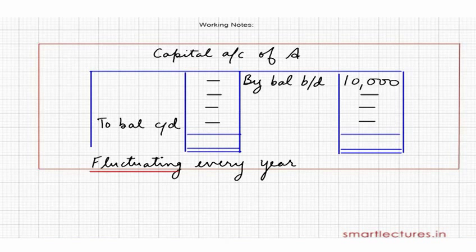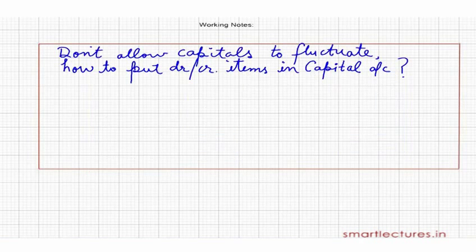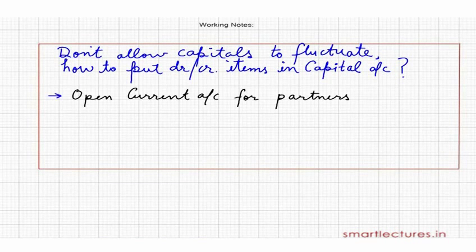But sometimes the firm decides that the capitals should not fluctuate. Now the problem is, if we don't allow the capitals to fluctuate, then how can we put all the items, I mean to say debit items or credit items, in the capital account? For this purpose, a new account is opened for every partner, that is called current account.